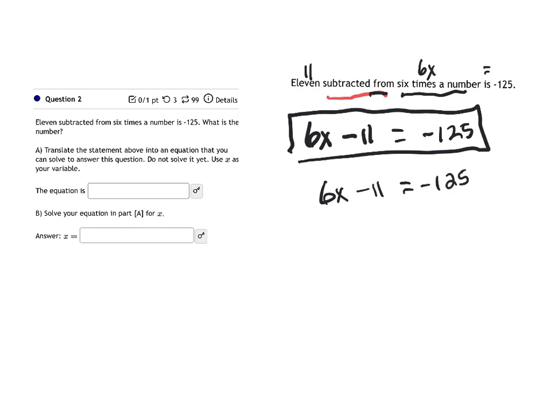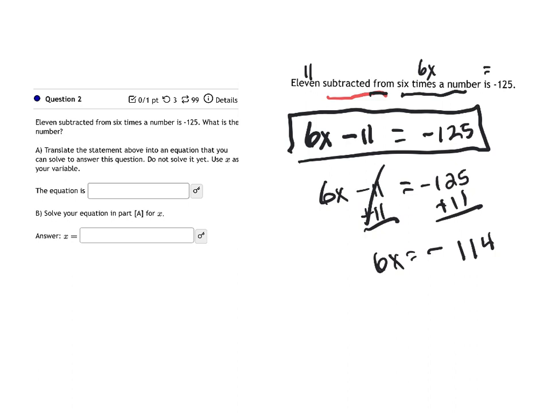We're going to add 11 to both sides. Remember, we're doing the opposite here. We have to do it to both sides. This one goes away. Negative 125 and plus 11. Signs are different. Subtract. Take the sign of the larger. Well, 125 is bigger, so it's going to be a negative. We're going to subtract the 11 from that, so that will be 114.